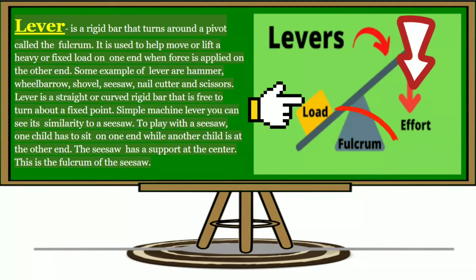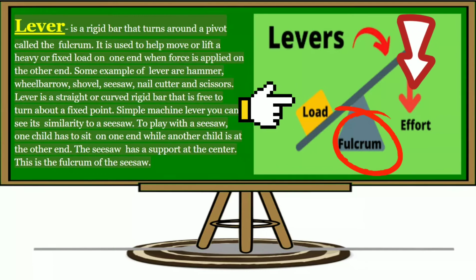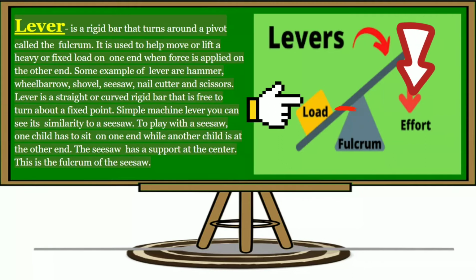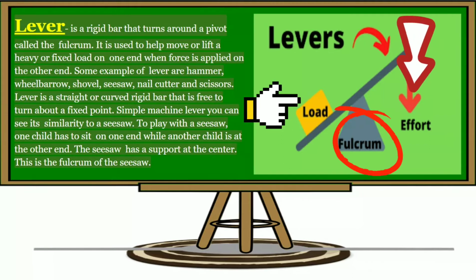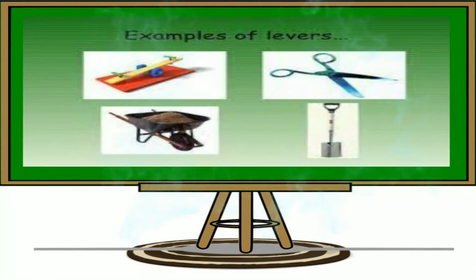Simple machine lever, you can see its similarity to a seesaw. To play with a seesaw, one child has to sit on one end while another child is at the other end. The seesaw has a support at the center. This is the fulcrum of the seesaw. These are the examples of levers.